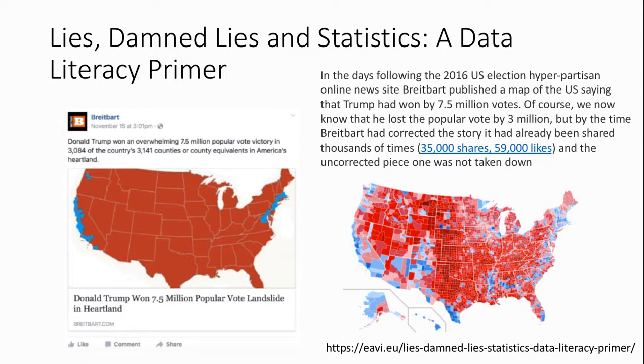In the days following the election, we found out, in fact, he lost by 3 million votes. But by the time Breitbart had corrected the story, it had already been shared 35,000 times and liked 59,000 times. And the uncorrected piece was never taken down by Breitbart. So this is a prime example of misleading statistics. This was completely wrong, and they skewed it like that first figure I showed you.